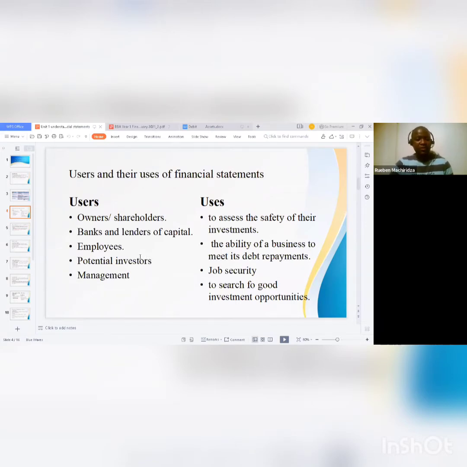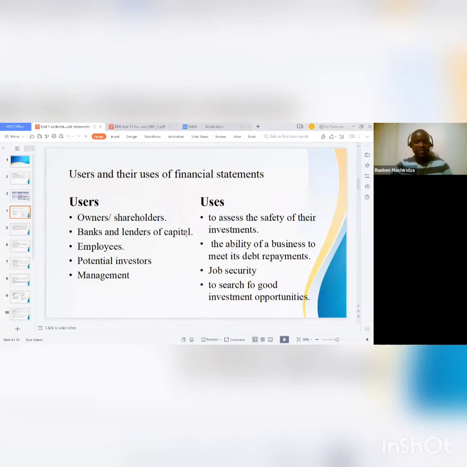We've got the employees. This is a type of internal user. Employees need to know the financial statements of a company for job security, because if a company is making profits, you know that next year you will be at a job. But if it is making a loss, you will need to know whether you will be at a job or you will be out of one. So employees need to know the financial statements of the company for job security.